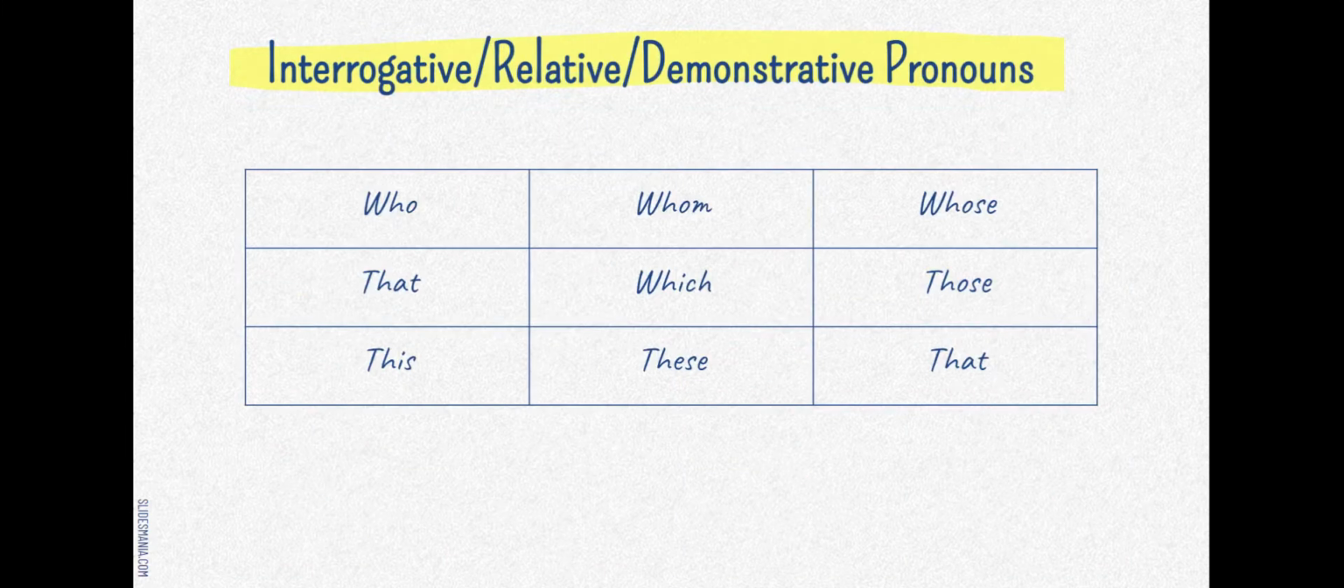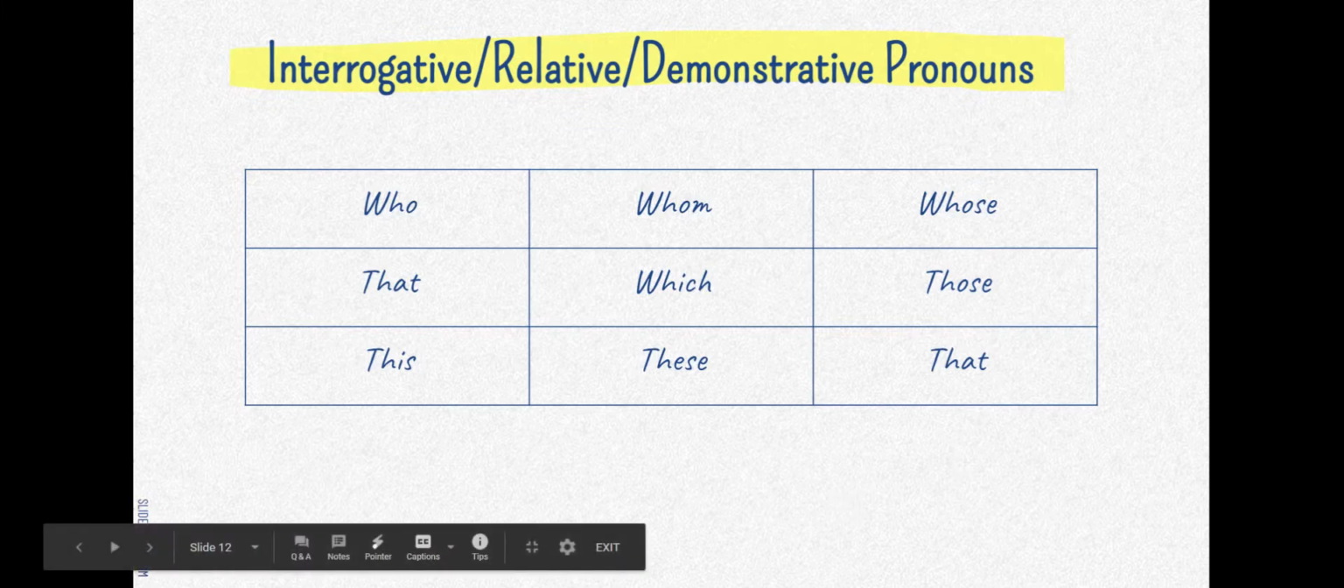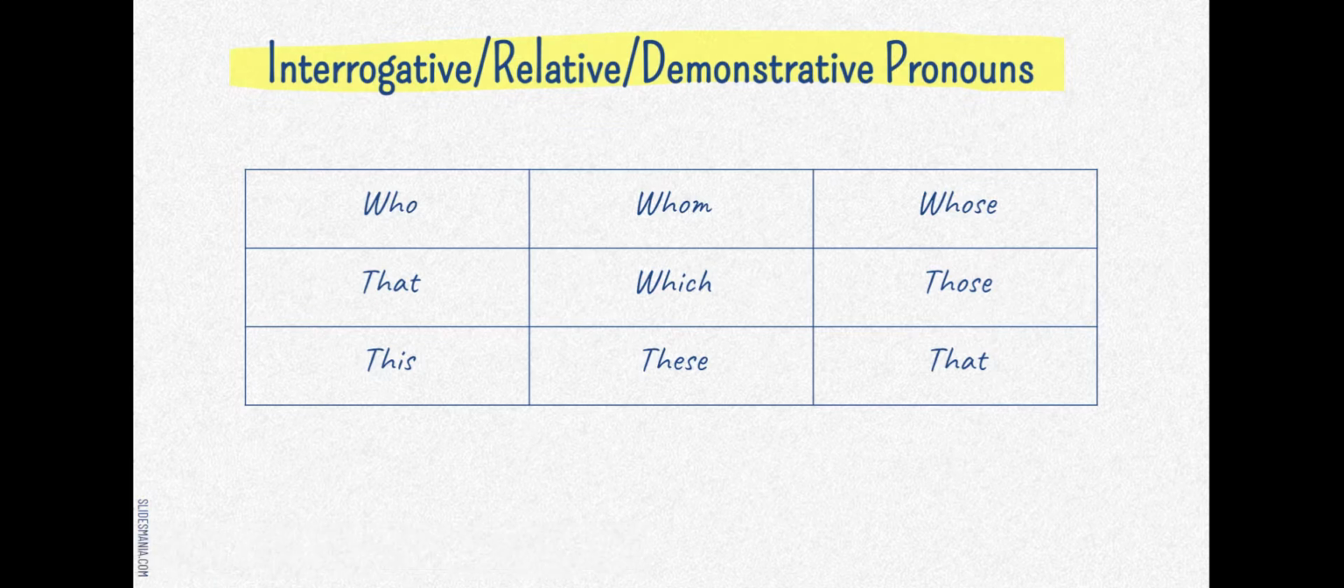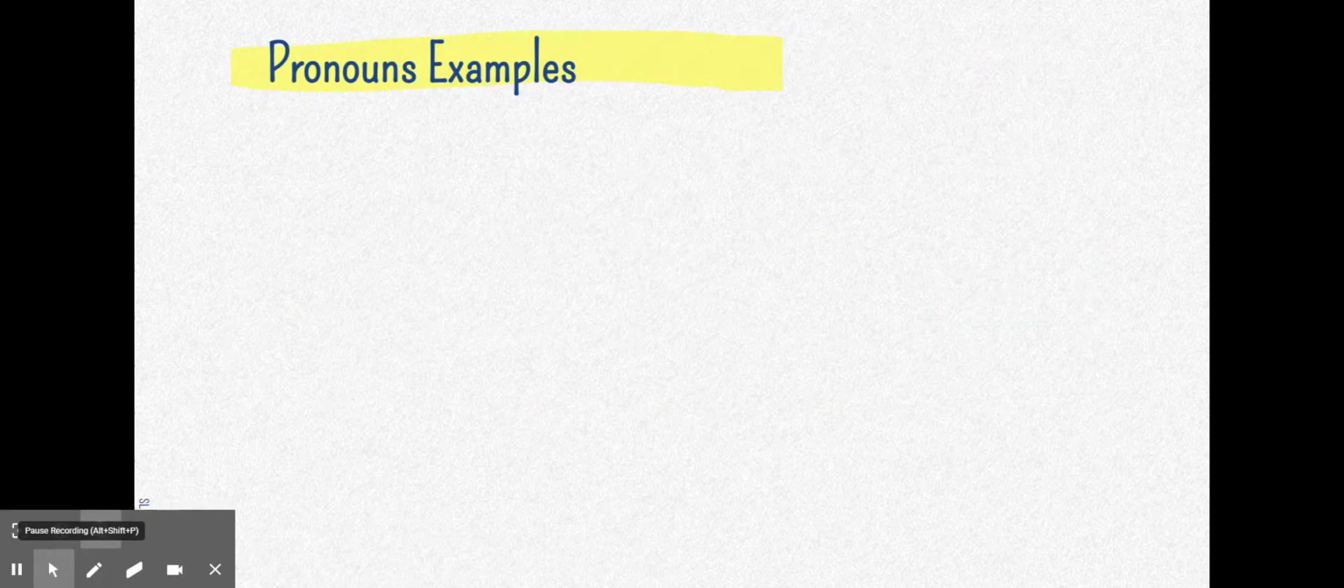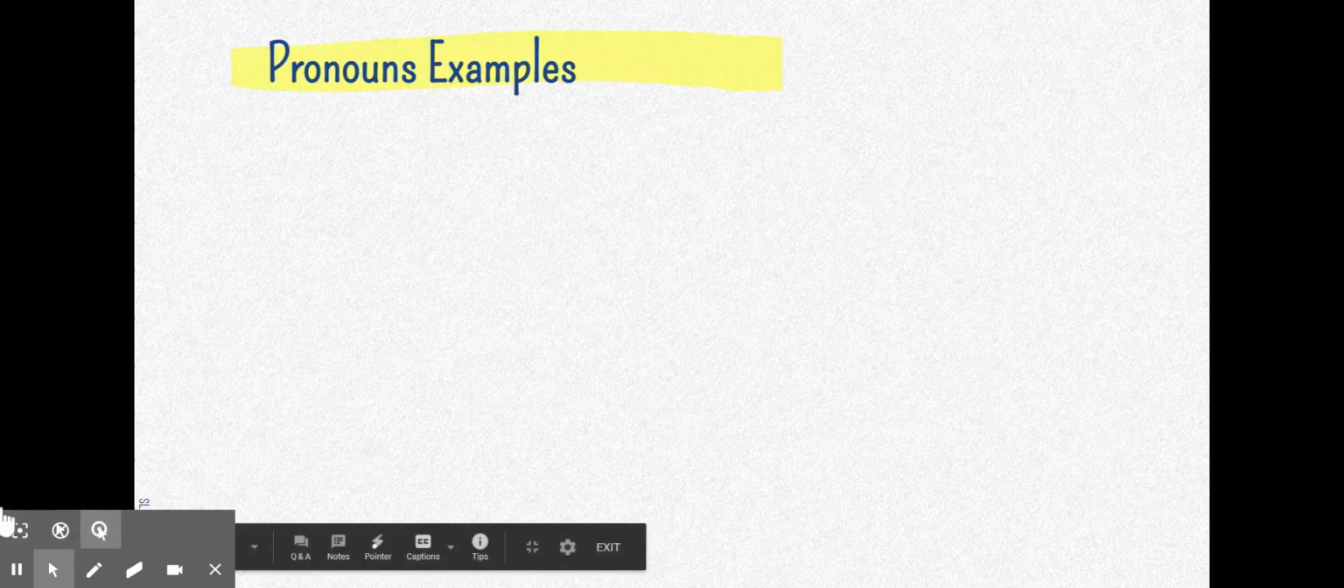And this last type are interrogative, relative, and demonstrative pronouns. So these are our question words: who, whom, whose, what, and also this, that, those, and these. Okay, so these are all the different types of pronouns. And like I said, the big list of all of them is already in your notes. Okay, so let's look at some examples of pronouns in sentences.